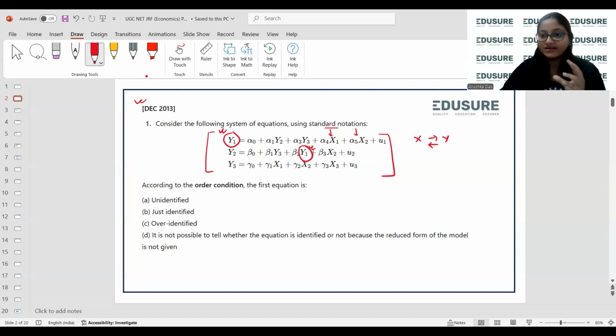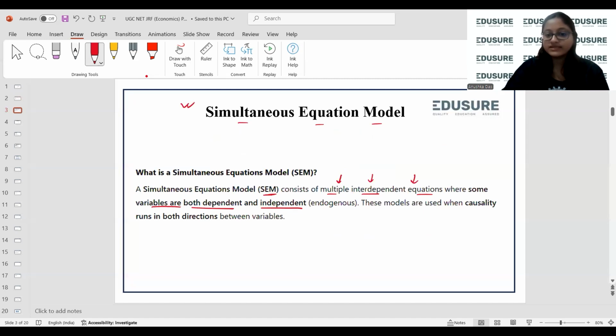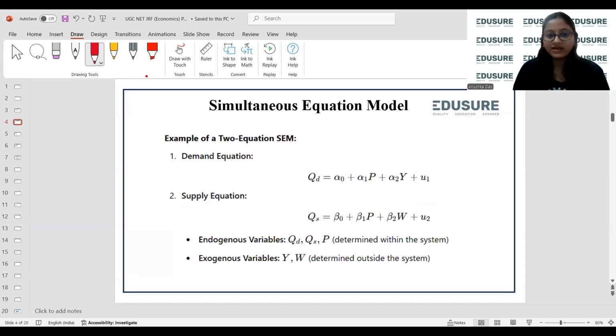So an endogenous variable for one equation becomes an exogenous variable for the other equation. It's very difficult to determine which is endogenous and which is exogenous, so you have to go by equations. Take a single equation and then analyze what is endogenous and what is exogenous. That is the only way out. So this is the basic structure of simultaneous equations. These models arise when causality runs in both directions between the variables. So we have understood what a simultaneous system of equations is, how it looks, and the context in which we use it. We use these kinds of systems when causality runs in both directions. I hope this much is clear.